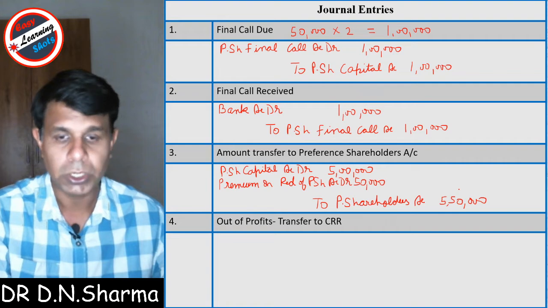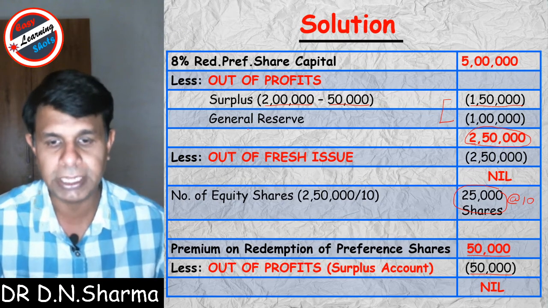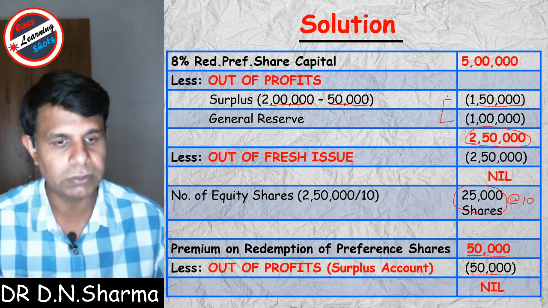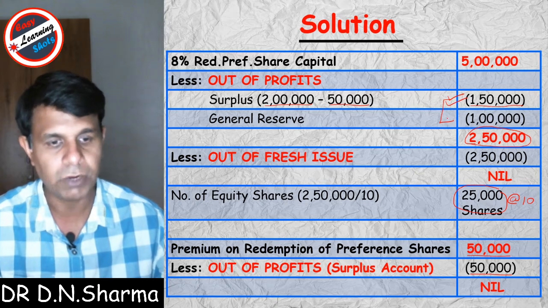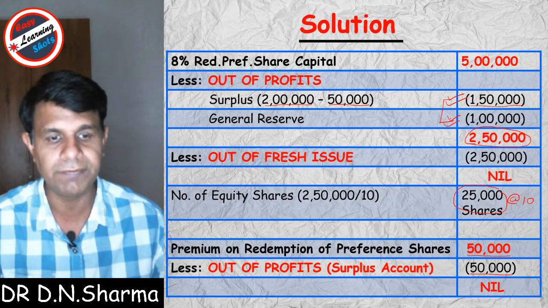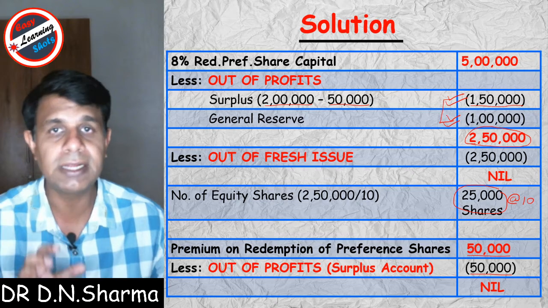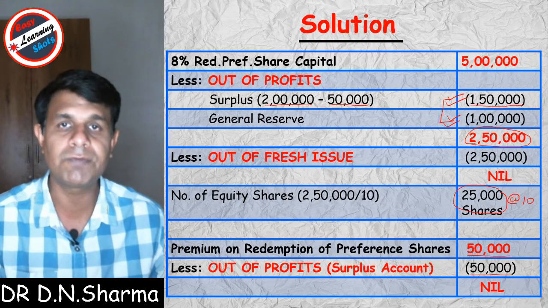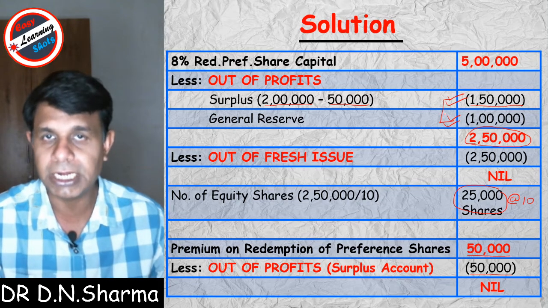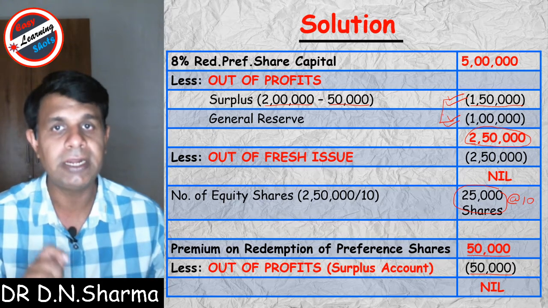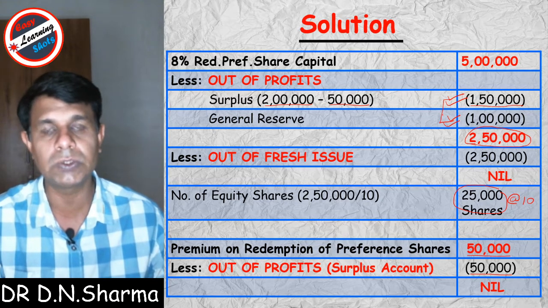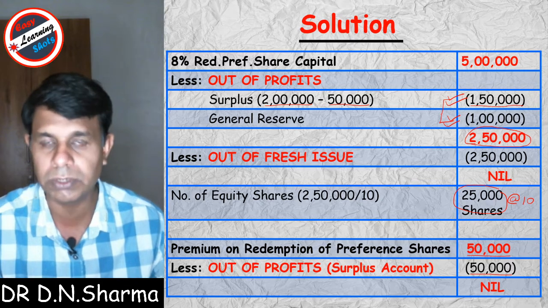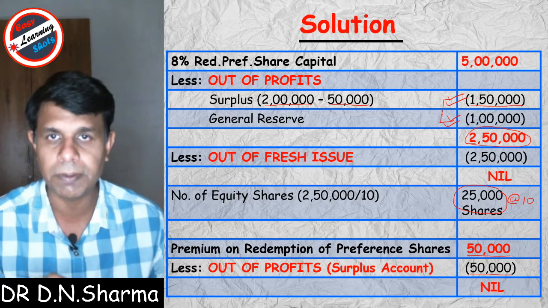Now when we do the out of profits entry, here we take 1,50,000 from surplus account, and from general reserve account we take 1 lakh rupees. So when the amount is transferred from these reserves, they are debited because they have credit balance, and a new account is created which is known as capital redemption reserve account for the purpose of redemption of preference shares.